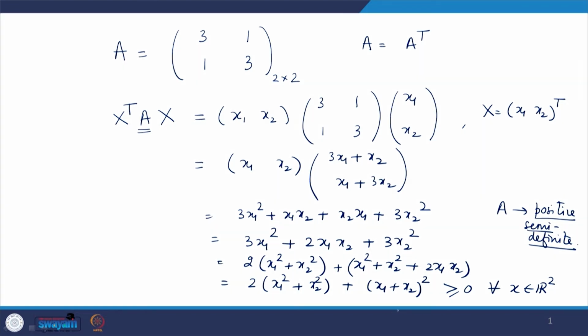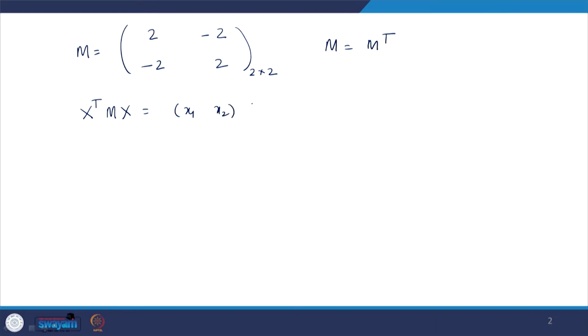Now consider another example, 2 minus 2 minus 2 2. Suppose this is M. Again this matrix is of order 2 cross 2, and it is a symmetric matrix because M equals M transpose. Now, again you consider x transpose M x, which is x 1 x 2, M is 2 minus 2 minus 2 2, and this is x 1 x 2.